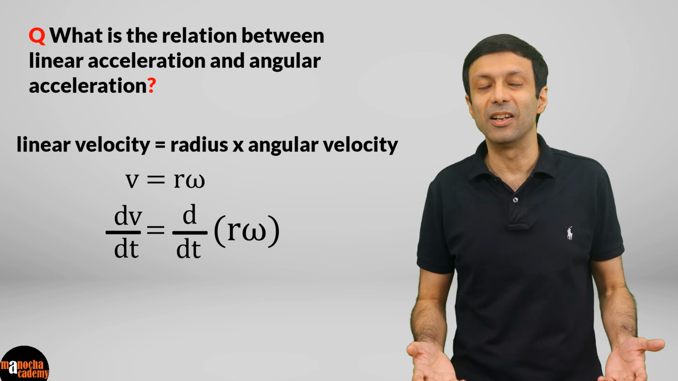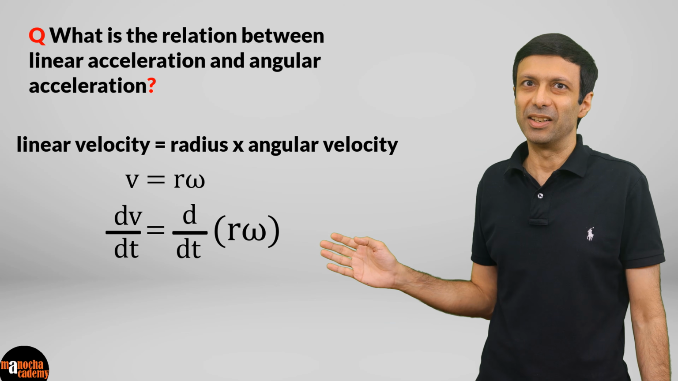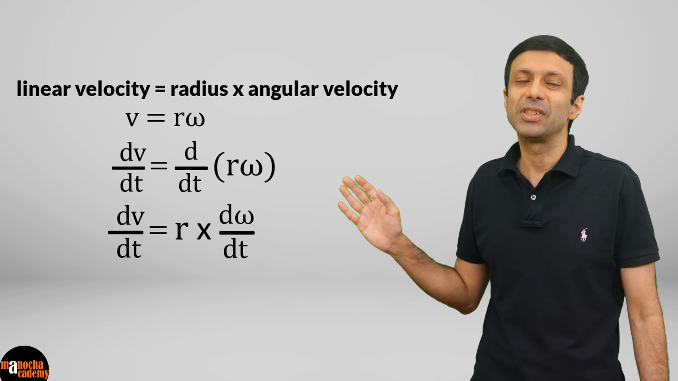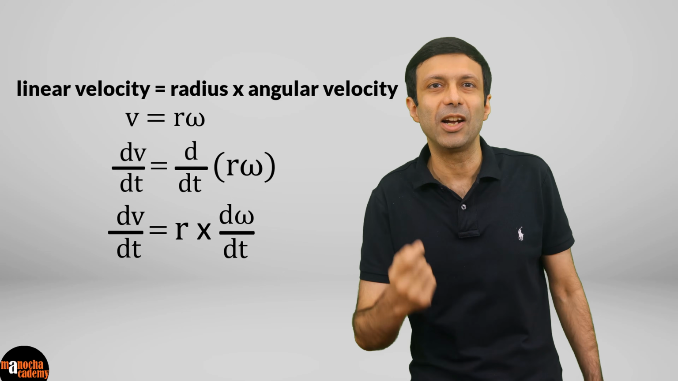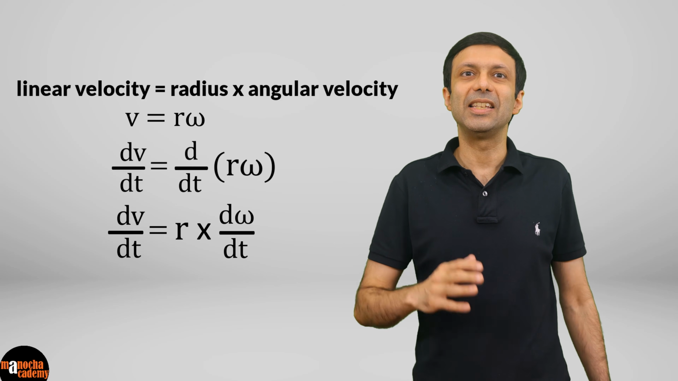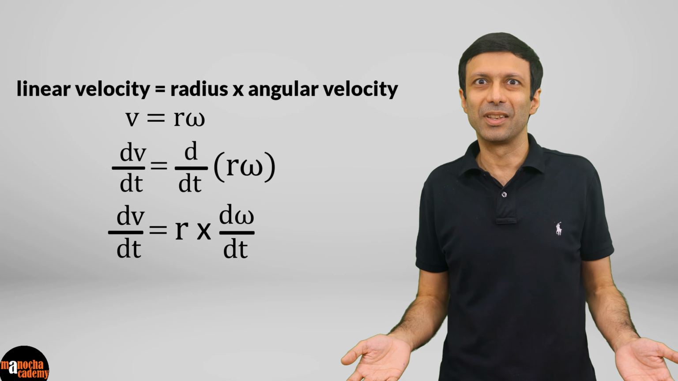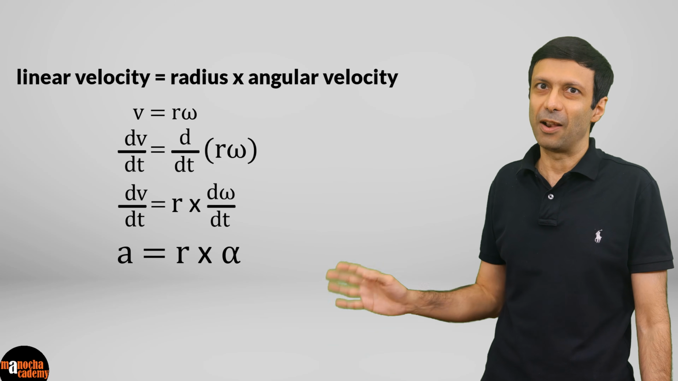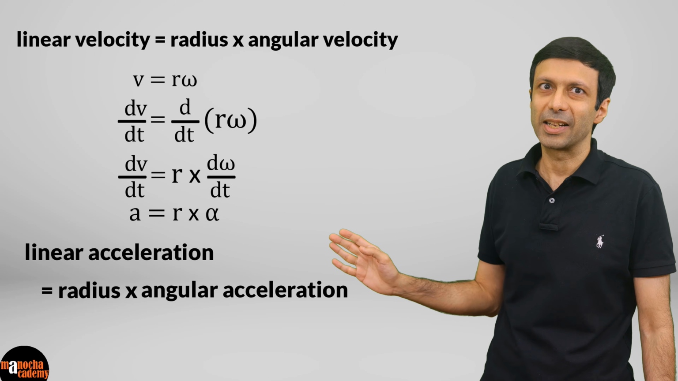Since the motion is in a circle, the radius r is constant. So we can bring it out of the differentiation here. So we get dv by dt equal to r times d omega by dt. Now dv by dt is the rate of change of linear velocity, so that is linear acceleration. And d omega by dt is the rate of change of angular velocity, so that's going to be angular acceleration. So as a result, we get a equal to r times alpha. So linear acceleration is r times the angular acceleration.